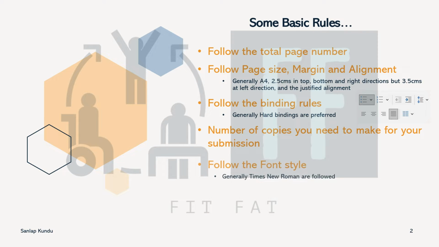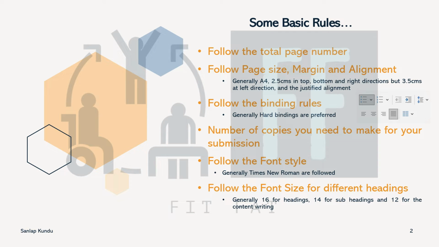Right. The next thing is that you need to follow a proper font style. So for font style, we generally prefer Times New Roman. The next thing is that you need to follow a proper font size. So generally, we keep 16 font size for headings, 14 font size for subheadings, and 12 font size for the rest of the content.